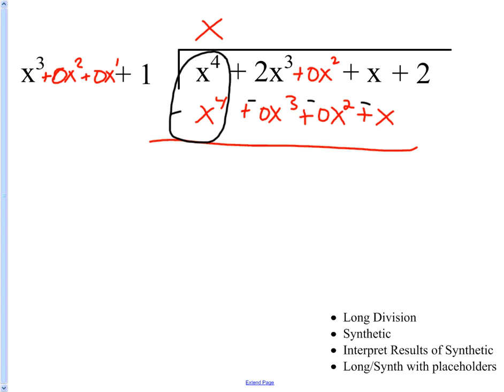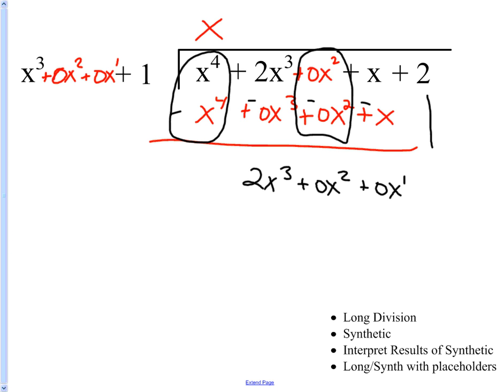So then the next one is 2x to the third, and then the 0 and the 0, and again it makes 0, but we want a placeholder. That's the point. Keep the 0x in there. And then this one cancels, and again, I could just say it's nothing there, but it's smarter to hold the place with plus 0x to the firsts. And then I can drop my 2 down.